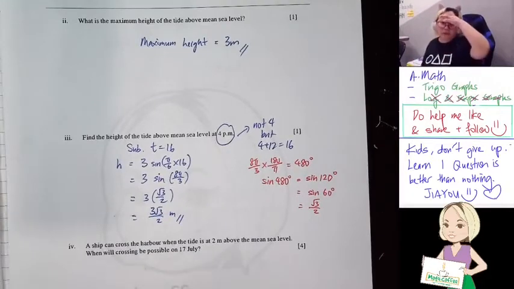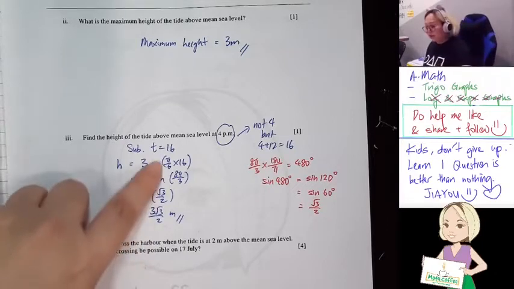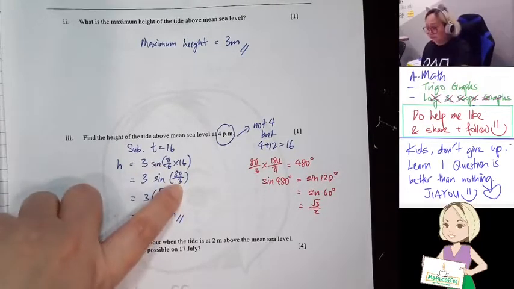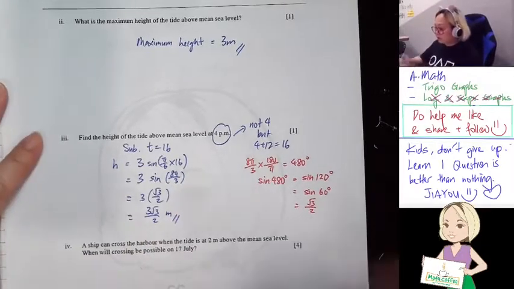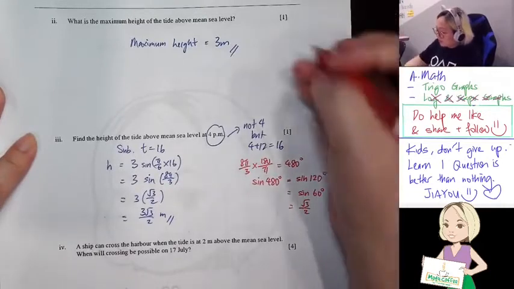See this? Okay. So what I did was I want to find the exact height. I don't put in decimal. So what I did was I need to find out what is my 8 pi over 3. Sine 120 is sine 60 because of the second quadrant. I'll put it here.